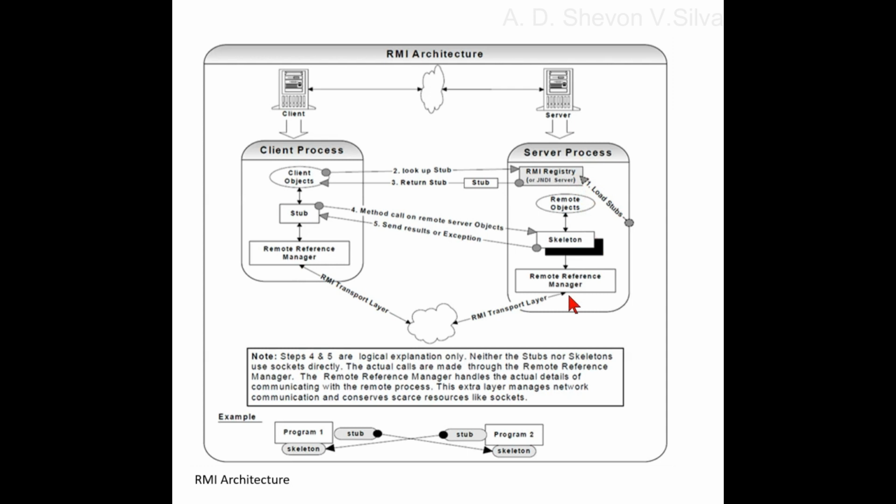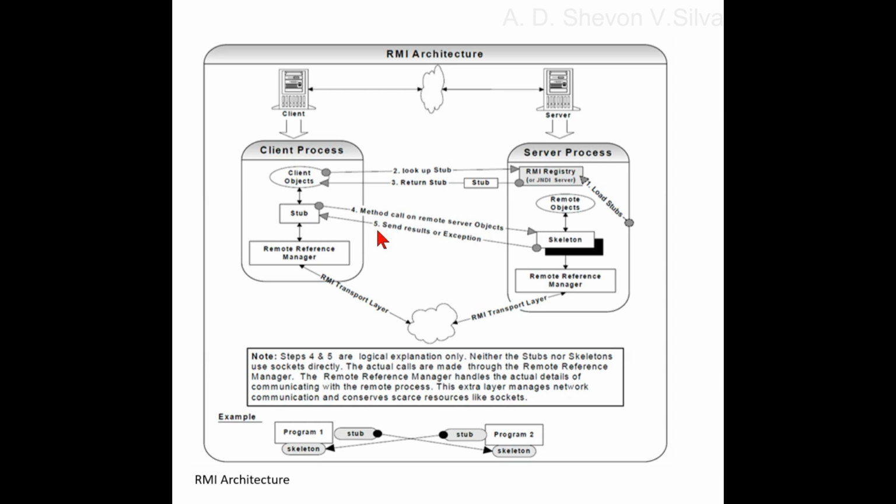The remote reference manager in the client process is connected through the RMI transport layer to the remote reference manager in the server process, and the remote reference manager interacts with the skeleton, which interacts with the remote objects. And here you can see stubs loaded to the RMI registry, and the server is connected to the server process.